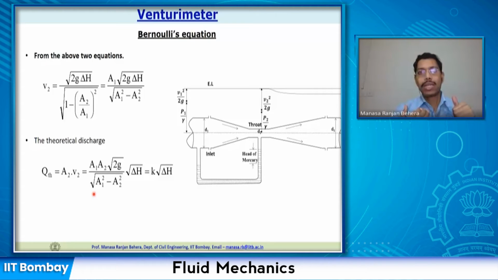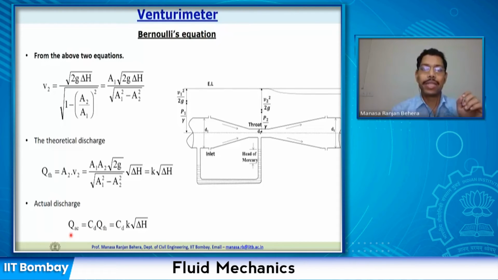Now anyone should be able to tell whether the actual discharge is going to be more or the theoretical discharge is going to be more. In case of actual discharge, we know that Q theoretical is multiplied with CD to get the actual discharge. So the actual discharge can never be more than the theoretical discharge. It can only be less.